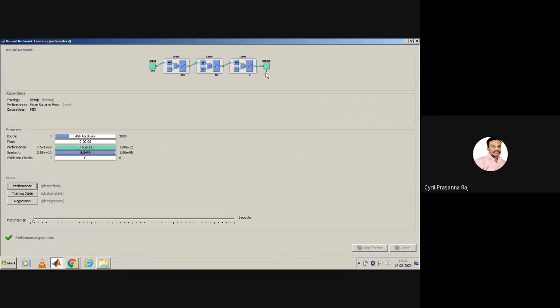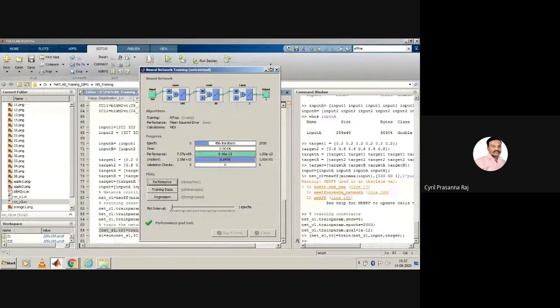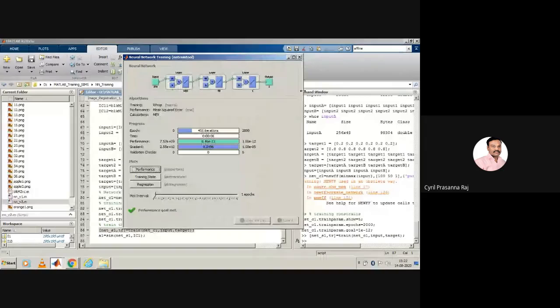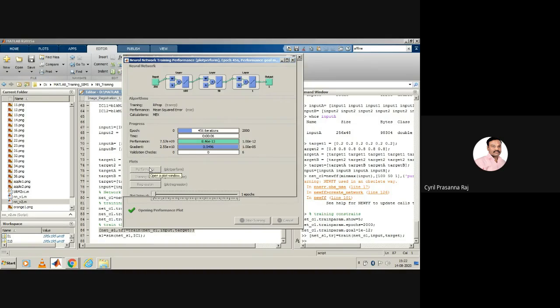So if you see here, the input, there are 256 inputs, one output. Hidden layer has 100 neurons, second hidden layer has 50 neurons, third hidden layer has 1 neuron. We are using back propagation training, and performance calculations are also set. If you click on this graph here, performance, you will be able to generate multiple plots. These plots will define whether your network is working fine or not.